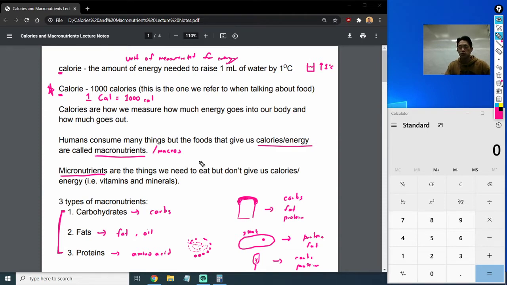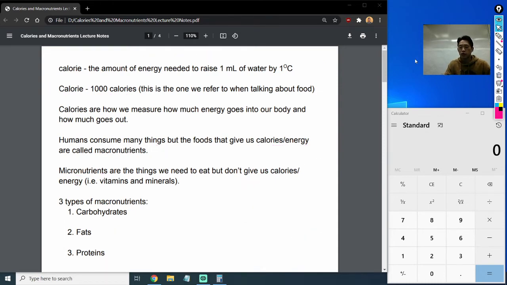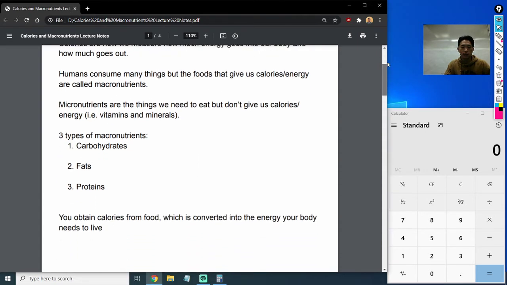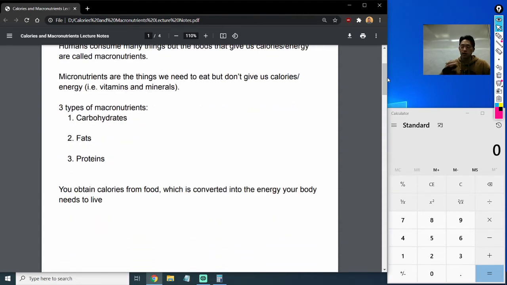Actually, even in protein shakes, there's carbs. There's usually carbs and fat in there. But unless you're drinking straight up olive oil or something like that, or just eating straight up sugar, you're not eating just one macronutrient by itself. You're eating a combination of these things. Okay. And so these macronutrients give us energy. And when you take in food, your body converts the energy from the calories in the food into energy that your body needs to survive.